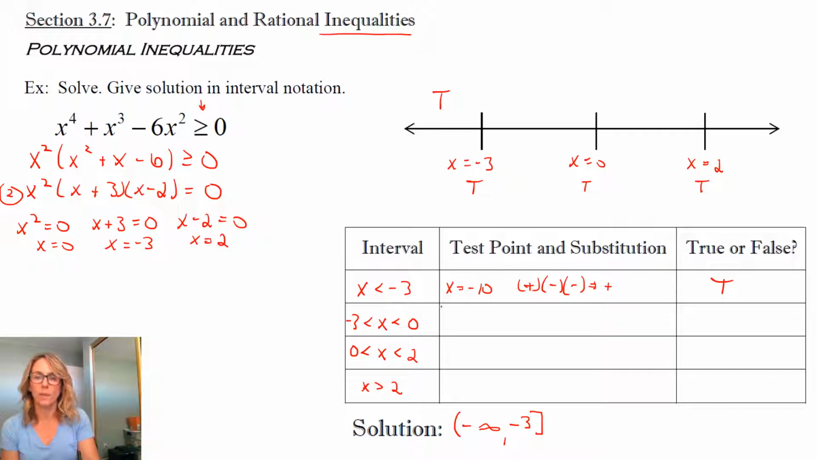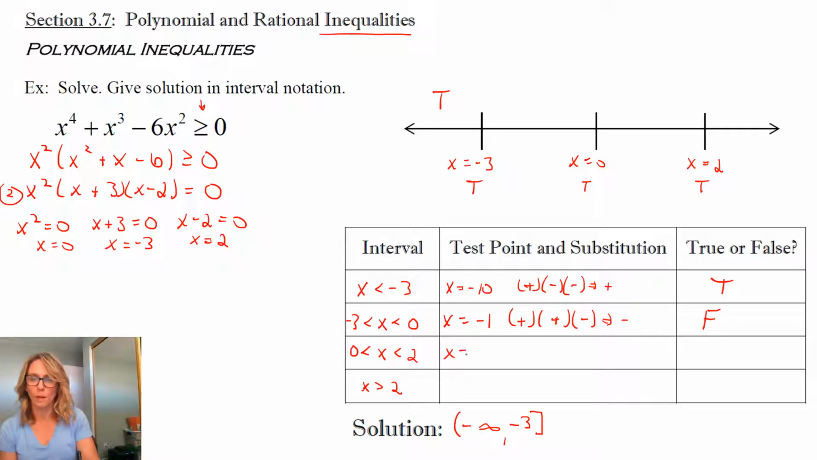Then we are going to test something between -3 to 0. So maybe I test, for example, -1. I put those into my 3 factors that I have there on the left-hand side. So I will have positive, as always, positive, and negative. This is going to give me a negative. That tells me any value I put in between -3 and 0 is going to give me a negative value. Well, I want when it's greater than or equal to 0, so that's going to be false.